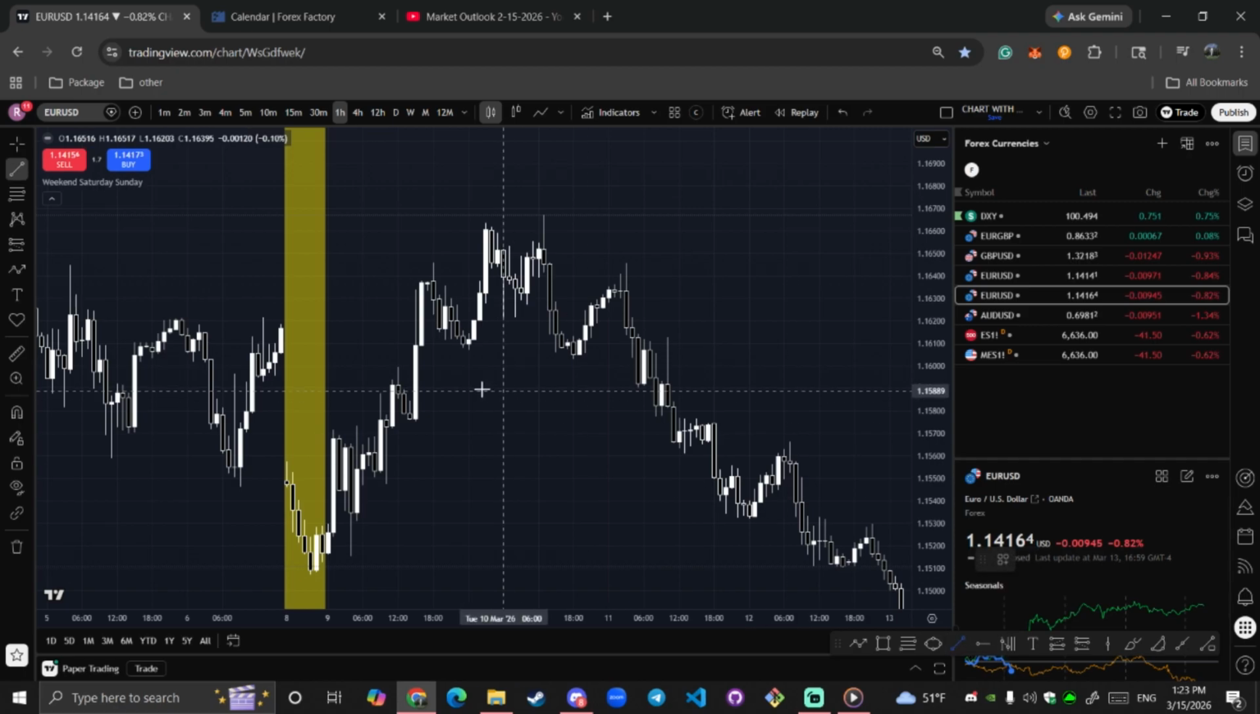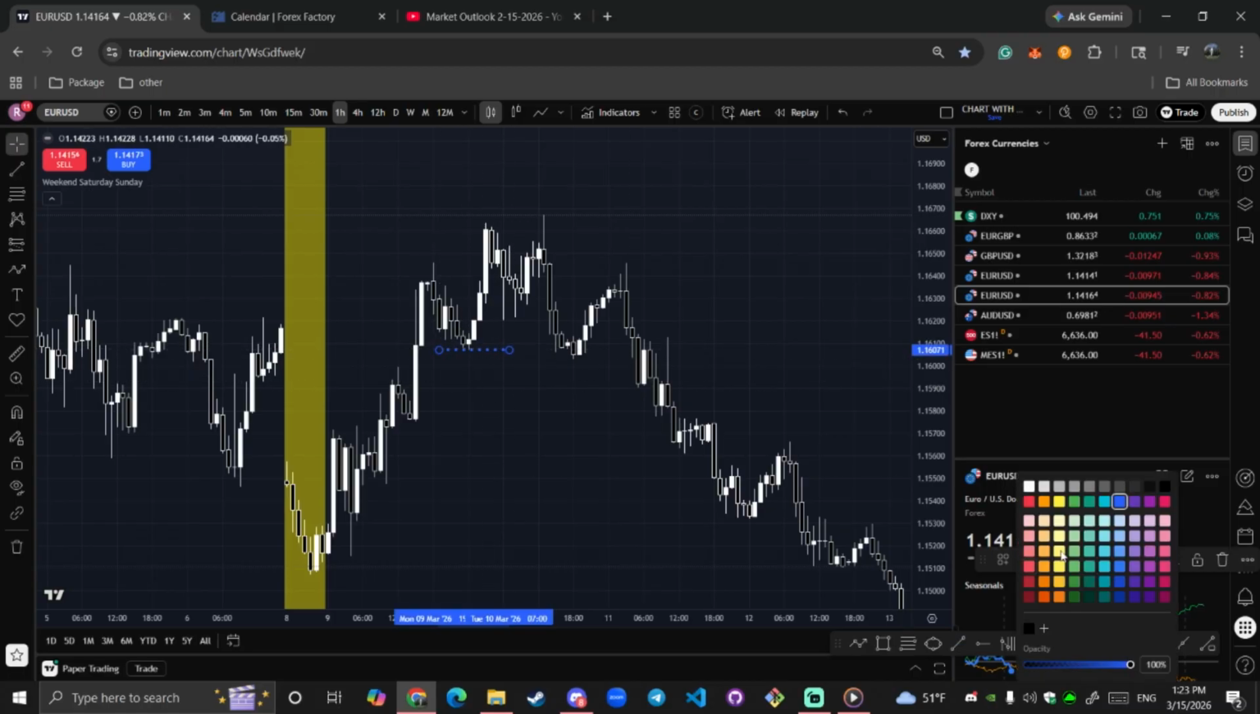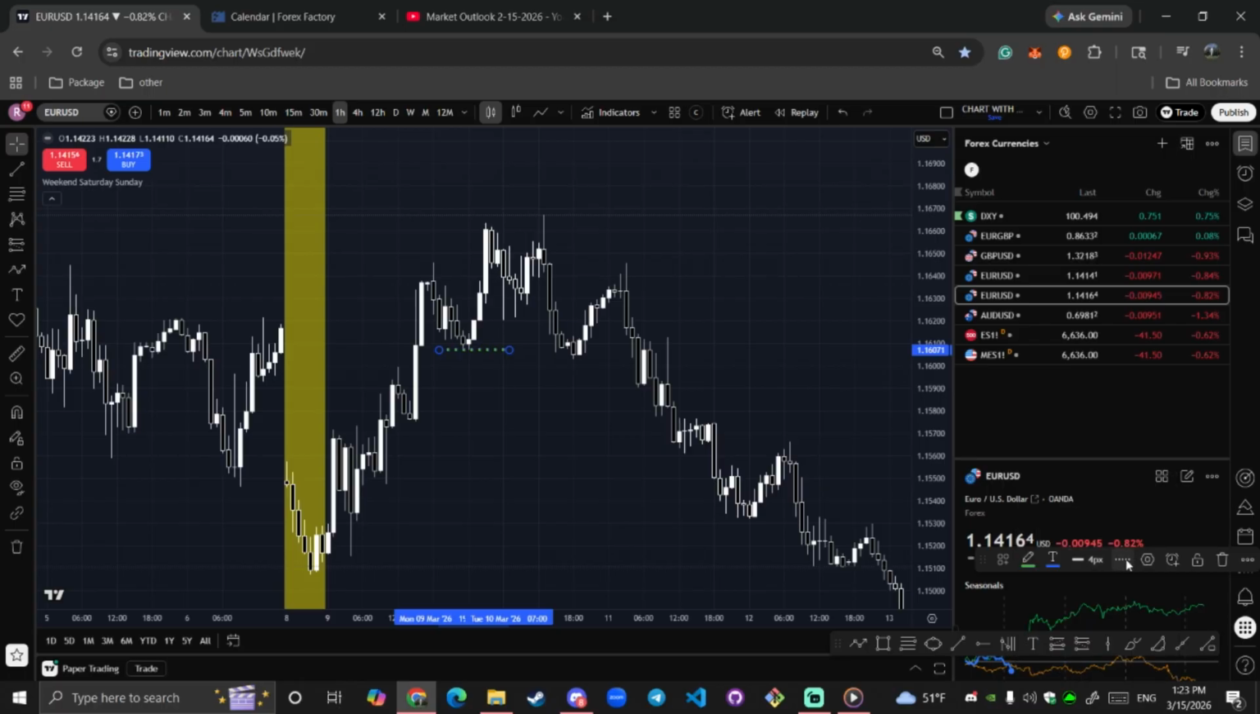So again, let me label out Asian levels from 7 o'clock to midnight. Midnight low, make that green. Make it a regular line. Midnight high, or between 7 o'clock and 12, the high, which is right here. And then I want to label the midnight open, which is over here.